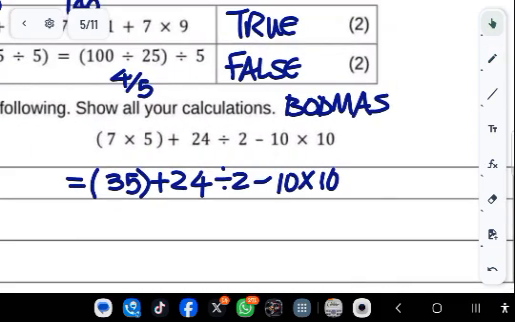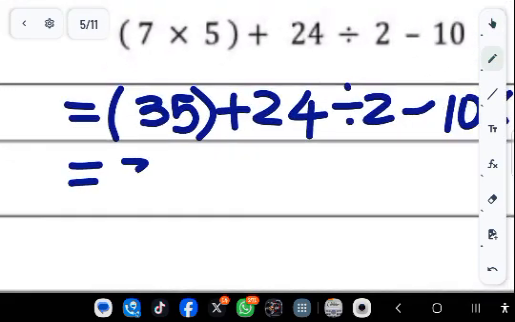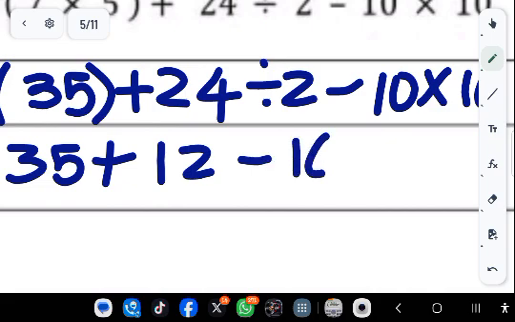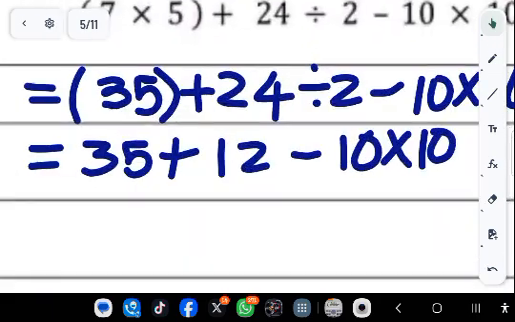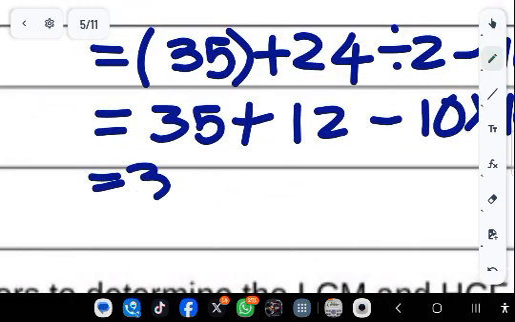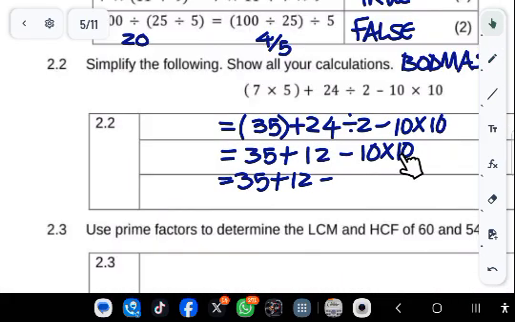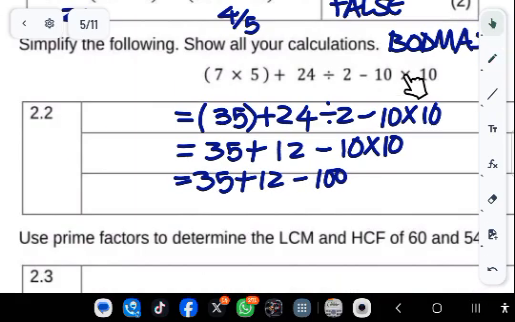Now, after the brackets, what comes next? The division. So we now work out the division, and then afterwards we'll work out the multiplication and addition. So that is 35 plus 24 divided by 2, that is 12, minus 10 times 10. All right, now the multiplication. So we go 35 plus 12 minus 10 times 10 is 100. We're done with the multiplication.